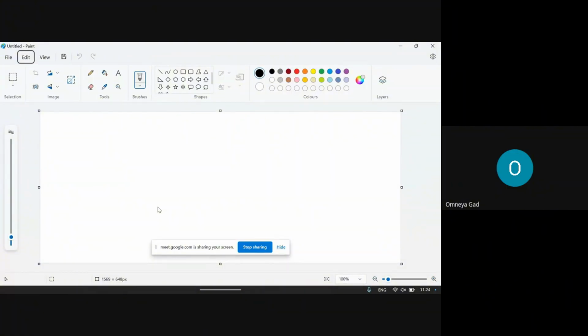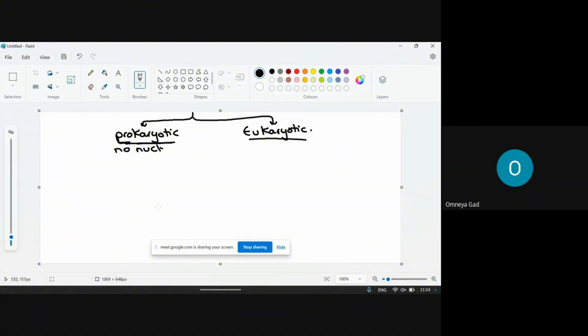Cells, okay? The two major types of cells on Earth are called either prokaryotic or eukaryotic. What is the difference between prokaryotic cells and eukaryotic cells? Pro in Latin means no. Karyotic means nucleus. What about eukaryotic? If you flip the two letters together, this will give you true nucleus.